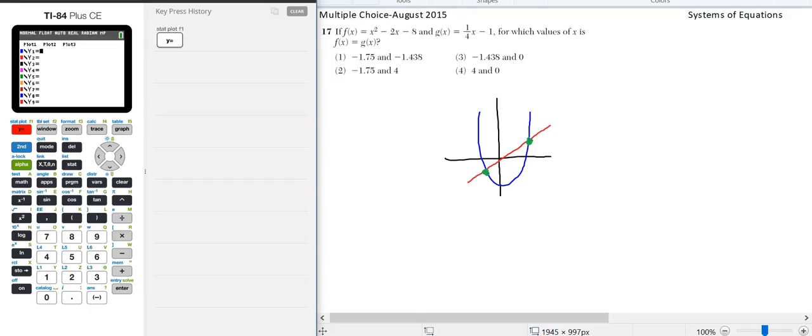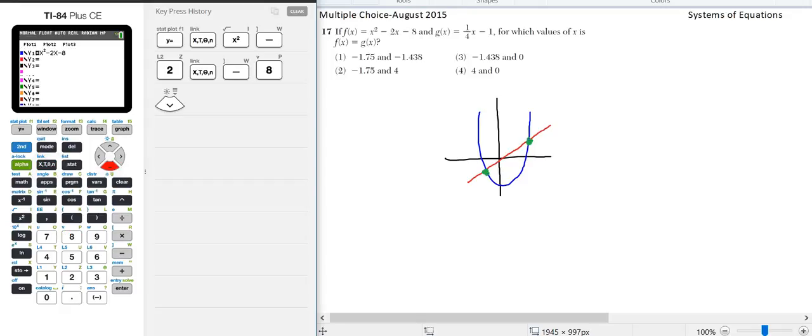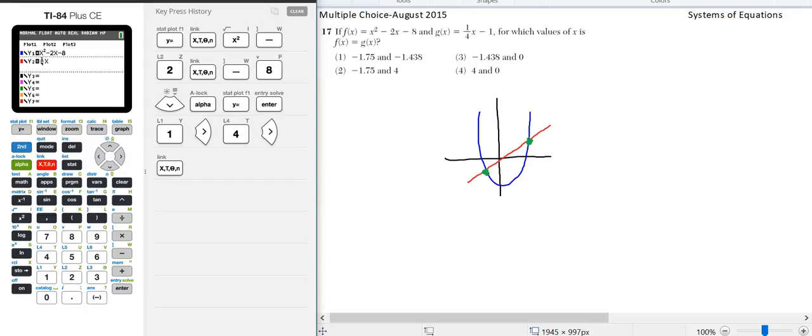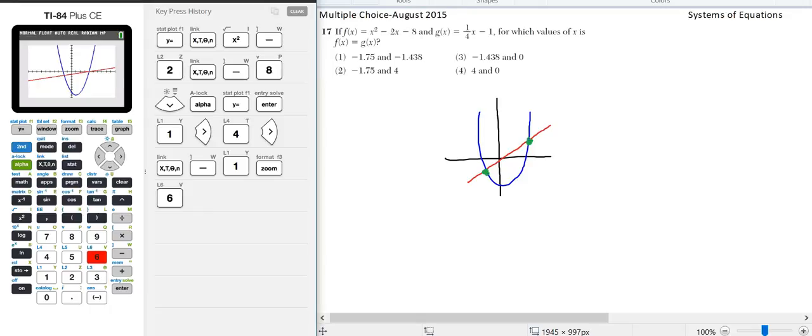So f of x is equal to x squared minus 2x minus 8, and g of x is 1 over 4x minus 1. And zoom 6 for zoom standard. So we see that the intersections are over here and over here, but we don't know exactly what those coordinates are.